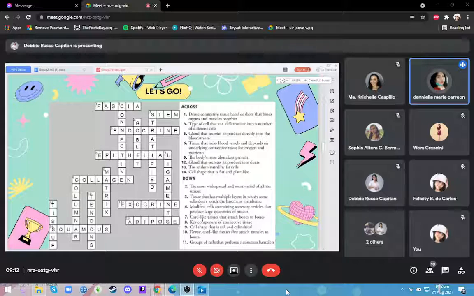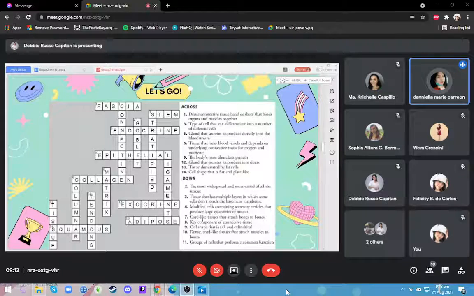Number 1, dense connective tissue band or sheet that binds organs and muscles together, fascia. Number 2, the most widespread and most varied of all the tissues, connective. Number 3, down, tissue that has multiple layers in which some cells don't touch the basement membrane, stratified. Number 3, across, type of cell that can differentiate into a number of different cells, stem. Number 4, modified cells containing secretory vesicles that produce large quantities of mucus, goblet.